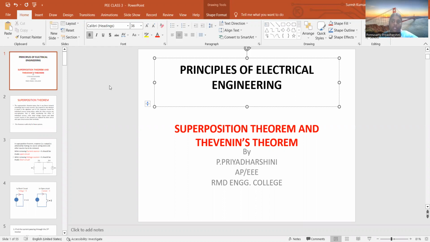Today, we are going to see a topic in unit 2. The topics are the superposition theorem and Thevenin's theorem. So, what is the superposition theorem?